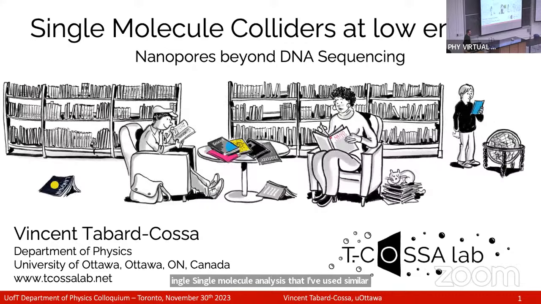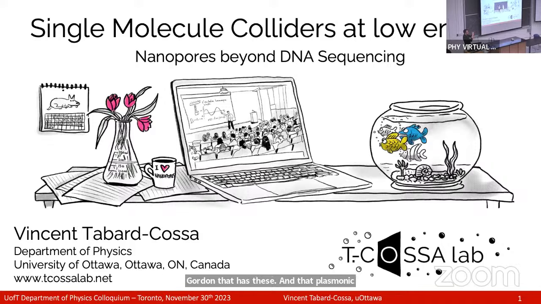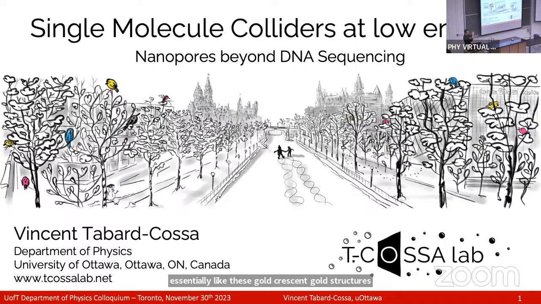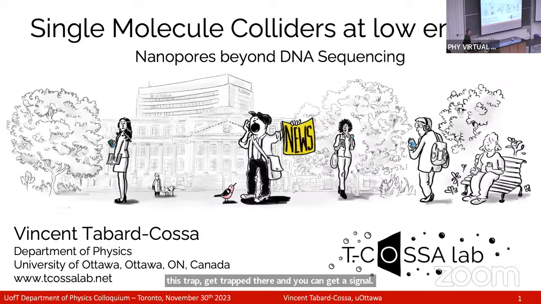What comes to mind is the work of Reuven Gordon at Victoria, who has these plasmonic structures, essentially gold crescent structures, where he can have proteins diffuse in and get trapped there, and he can get a signal and then analyze the protein when it's trapped in this area.